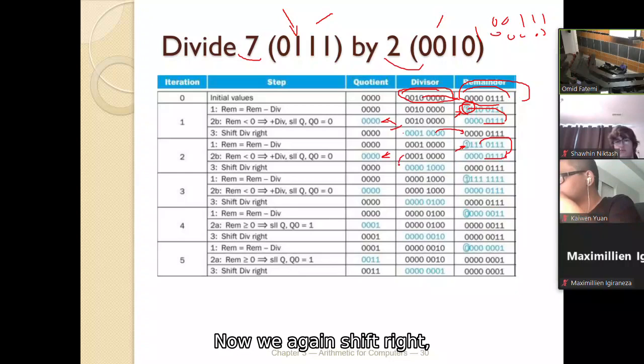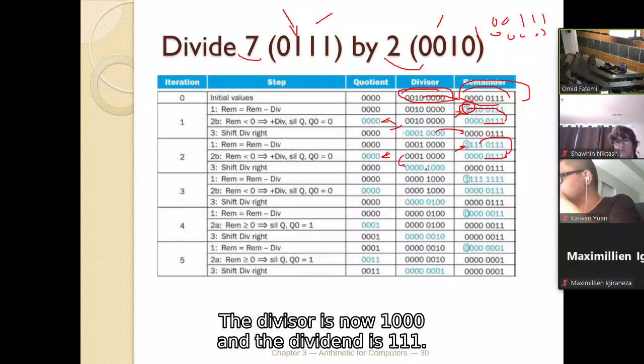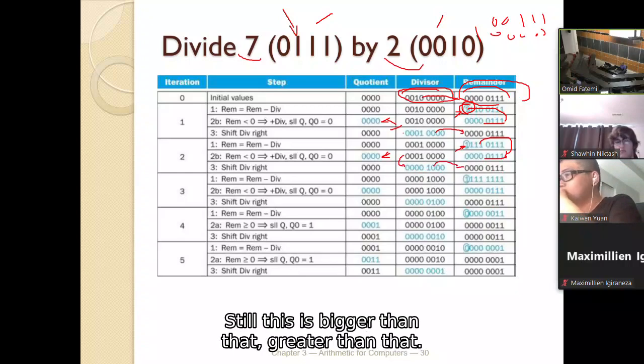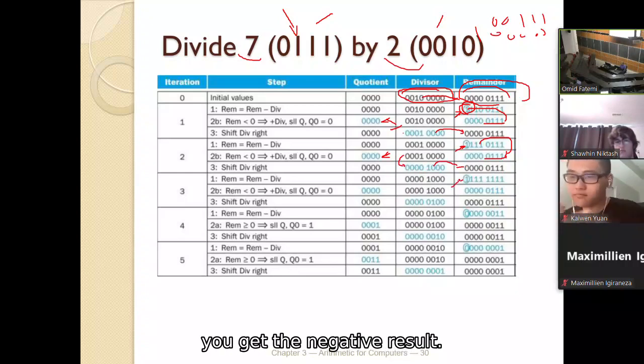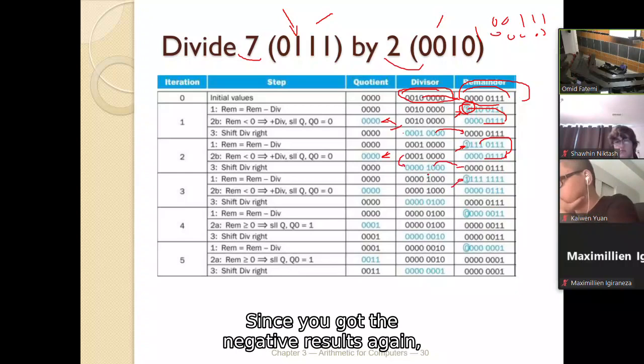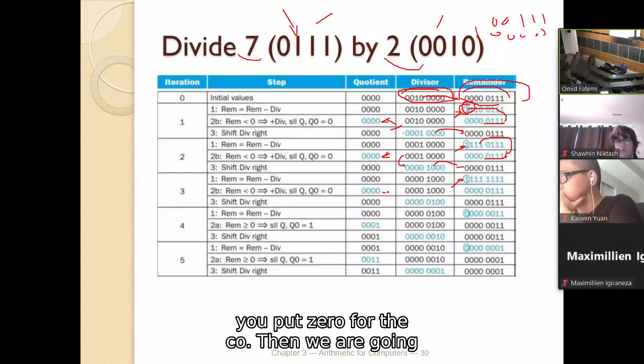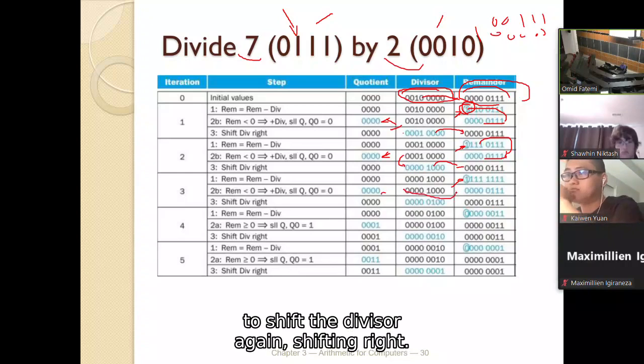Now we again shift right another one. Shift right, so the divisor is now 1, 0, 0, 0. And the dividend is 1, 1, 1. Still, this is bigger than that. So if you subtract them, you get the negative result. Since you got the negative result, again, you put a 0 for the quotient, and then we are going to shift right the divisor again.